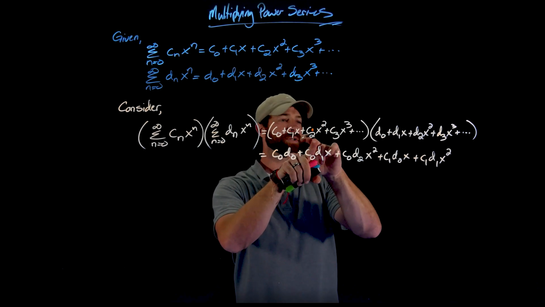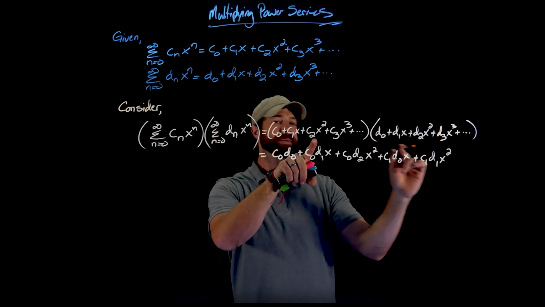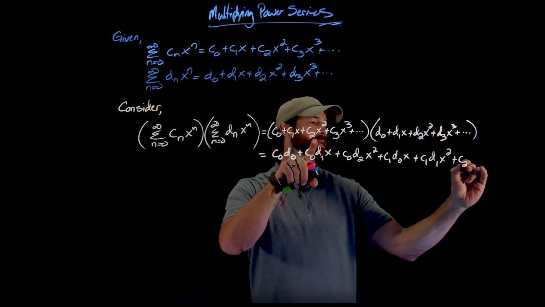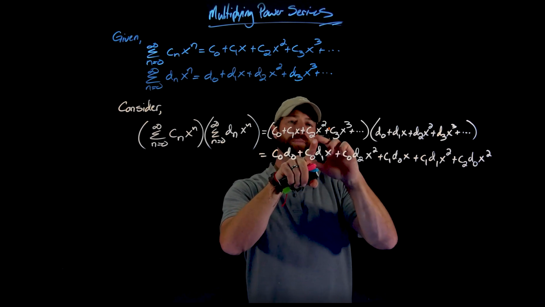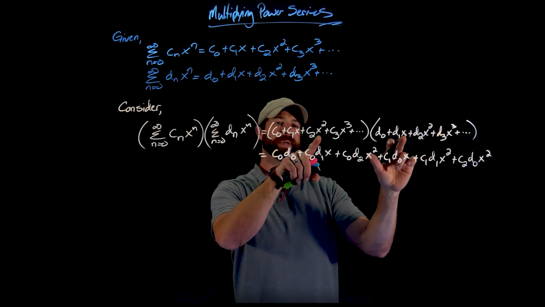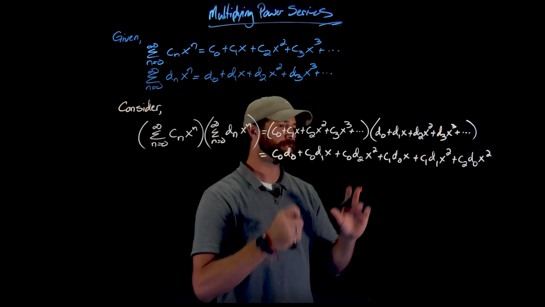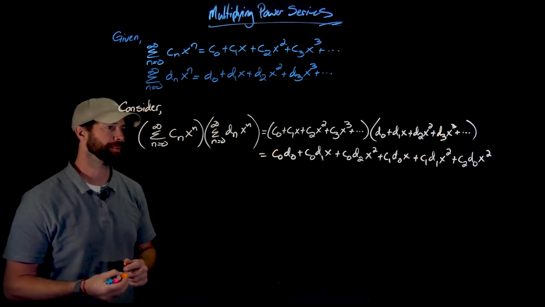So I have c2 x squared times the d sub 0. So I get that, d0, and that's x squared. If I multiply that even by this next term, I'm now going to have a cubed term, and I'm stopping. I'm feeling good about that.